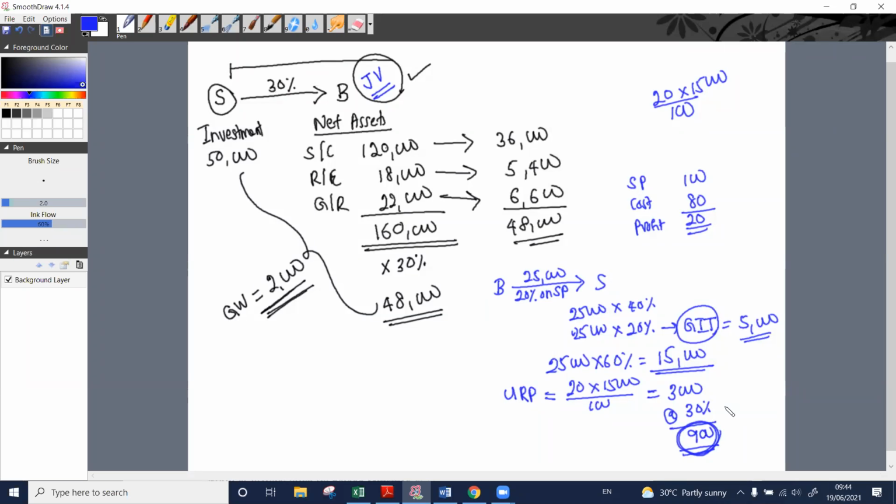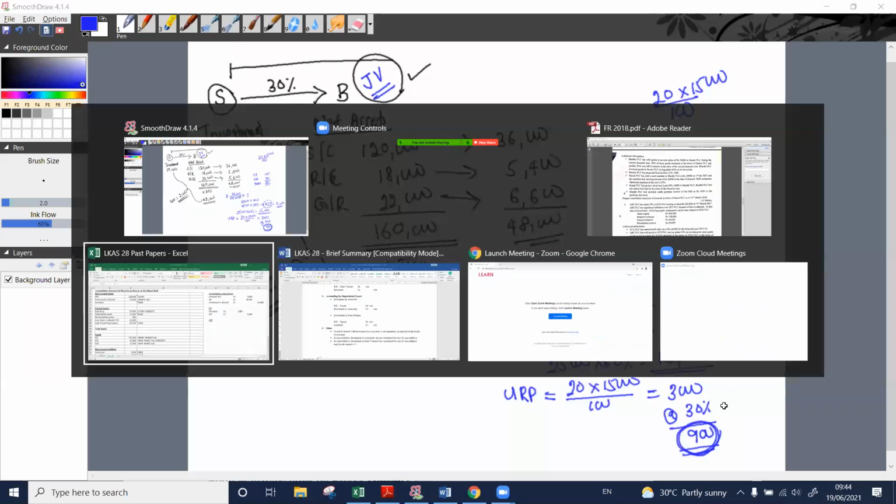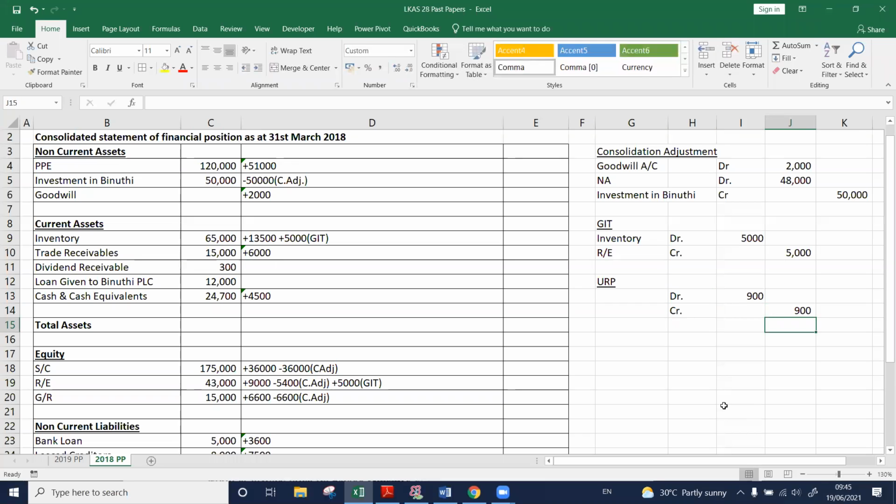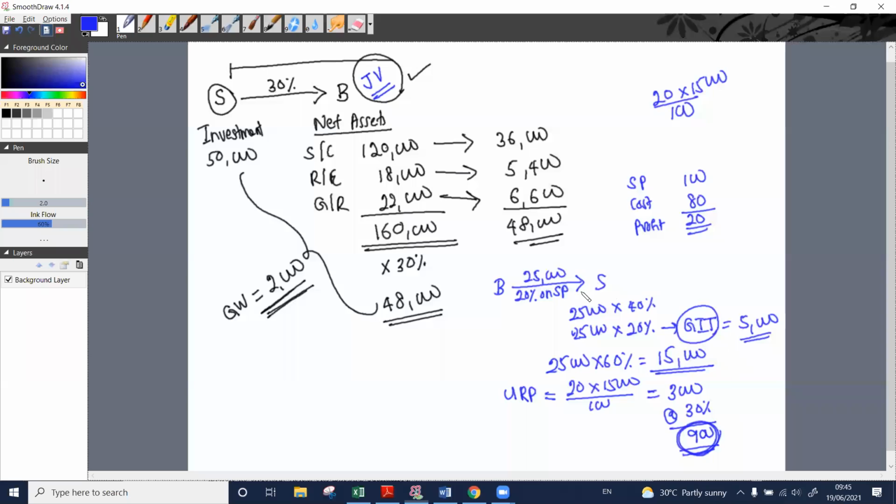So what should be the double entry then? Where to debit and where to credit. We need to pass a debit entry as well as a credit entry. We have found the value. 900 should be debited, 900 should be credited. What are the two accounts? Where to debit and where to credit?